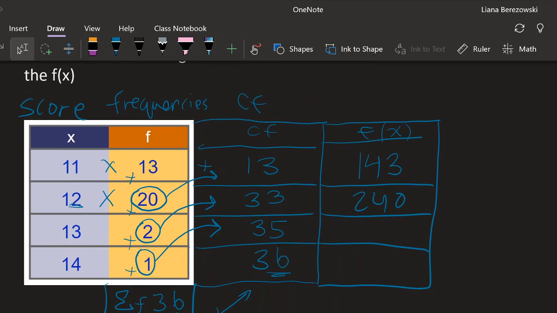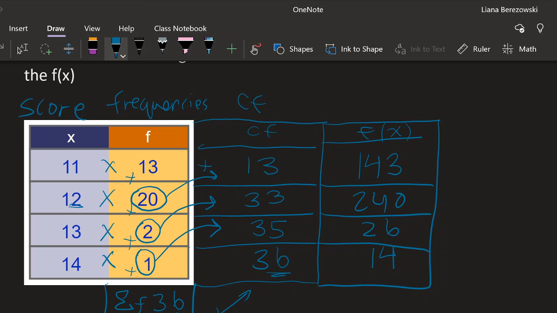Our next score was 13 and it had a frequency of 2. So I'm just going to multiply those two numbers together. 13 times 2, a nice small number, is going to give me 26. So that's the f of x for score 13. Last one is even easier to multiply. Our last score is 14. I'm going to multiply it by its frequency, which is 1. So f of x of score 14 is just going to be 14.